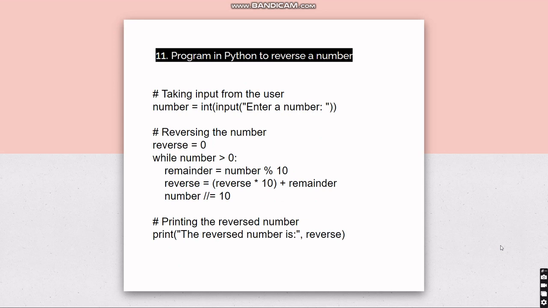11. Program in Python to reverse a number. Hash taking input from the user. Number equals int, input, enter a number. Hash reversing the number. Reverse equals 0. While number greater than 0: remainder equals number % 10. Reverse equals reverse * 10 + remainder. Number equals number // 10. Hash printing the reversed number. Print, the reversed number is, reverse.